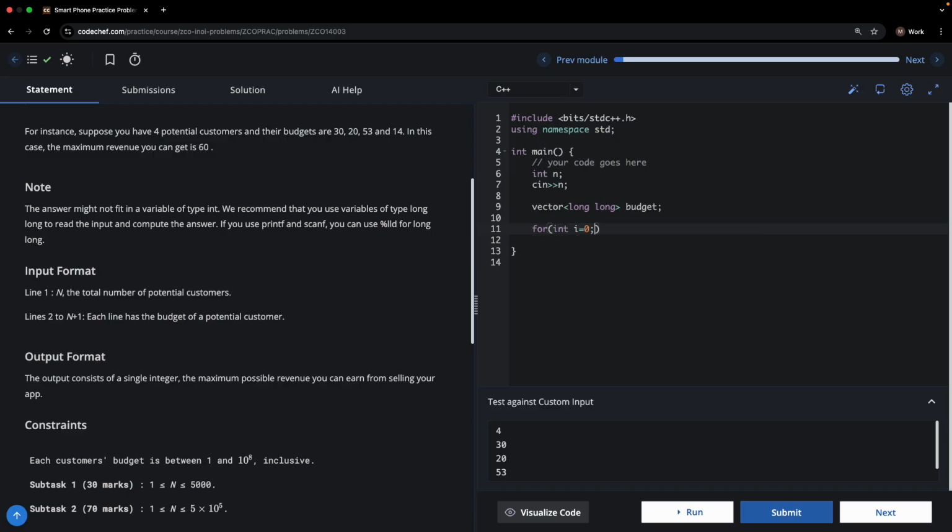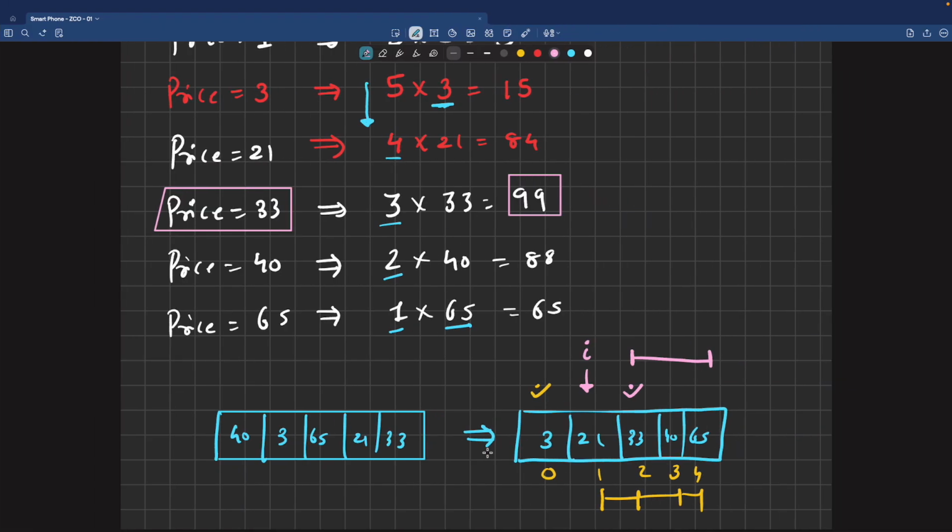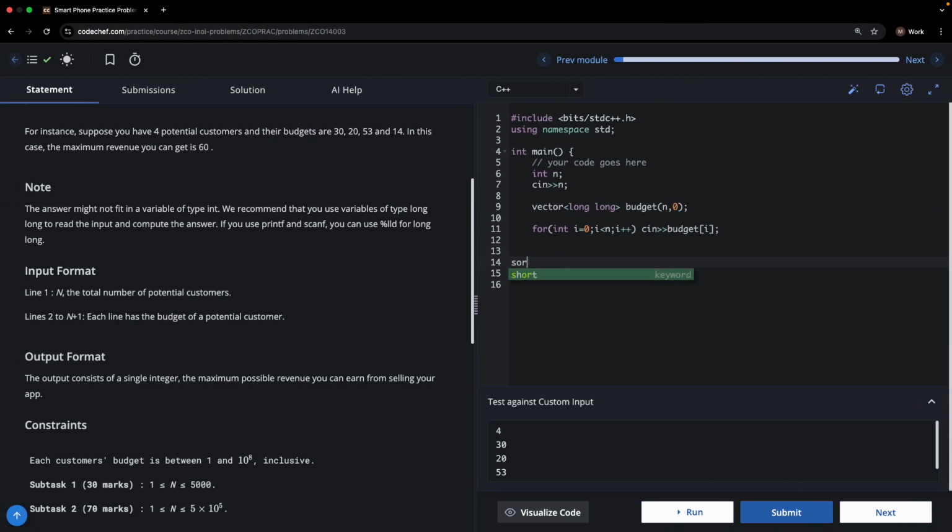So for int I equals 0, I less than n, I plus plus, we will take the input, cin greater than greater than budget of I. Okay, I need to make a small change over here, it will be n comma 0. Once I have the budget, the first step we need to do is sort the array, as we did earlier. So I'll write sort, budget dot begin comma budget dot end.